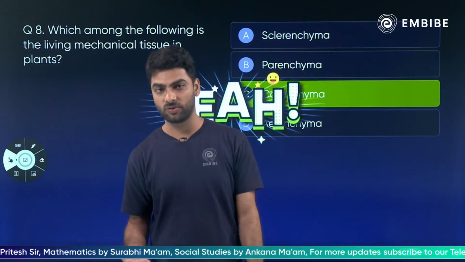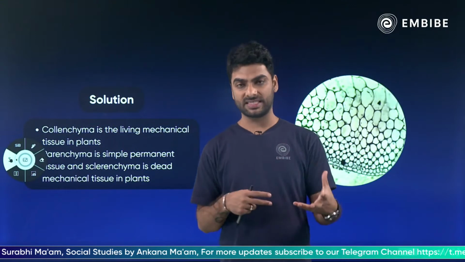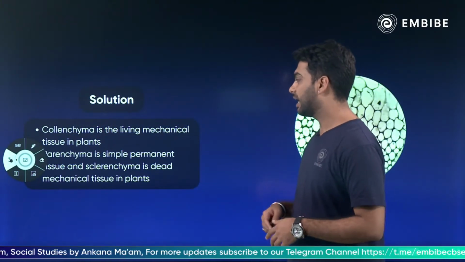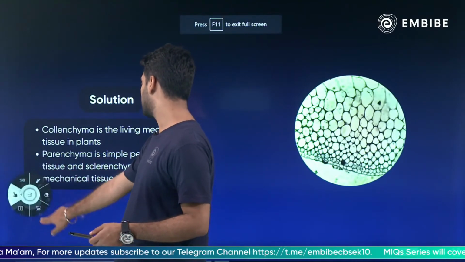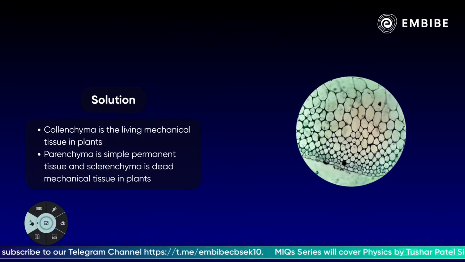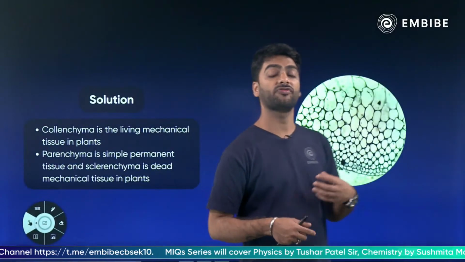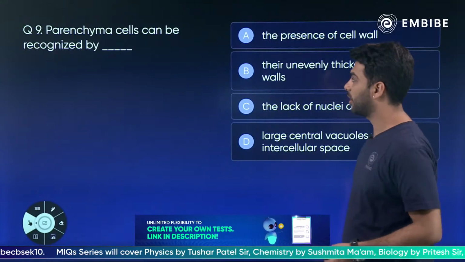And you are absolutely right. It is parenchyma which gives flexibility, right? It gives flexibility to the plants. Okay, it is the living tissue. Parenchyma is simple permanent tissue and sclerenchyma is dead mechanical tissue. Okay, so parenchyma is the correct answer. Parenchyma is responsible for flexibility in the plants. Moving on to the next one.